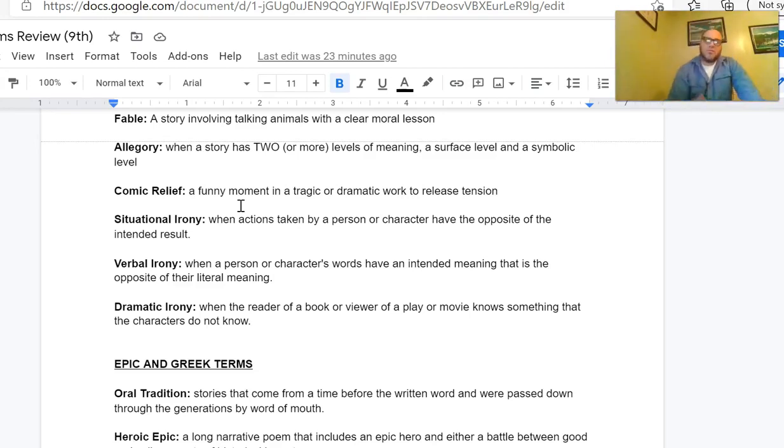Verbal irony is when a person or character's words have an intended meaning that's the opposite of their literal meaning. So, for example, when Antinous calls Odysseus a rat and says that beggars like him are eating up all the food in the establishment, it's incredibly verbally ironic, because a rat is sort of the opposite of a king. What's the highest thing you can be? A king. What's the lowest thing you can be? A rat. And the truth is the opposite of what he's saying.